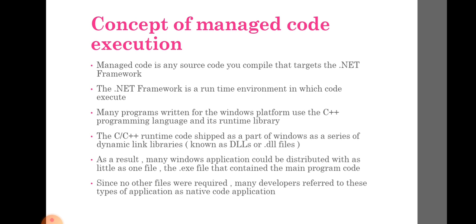All the functionalities are stored under a single .exe file, that is the main programming code. Main programming code resides inside the .exe file, that is the executable file. We may execute that single file itself. There is no need for any other files. All the files are linked inside the exe file. Since no other files are required, many developers refer to these types of executable applications as native code applications.